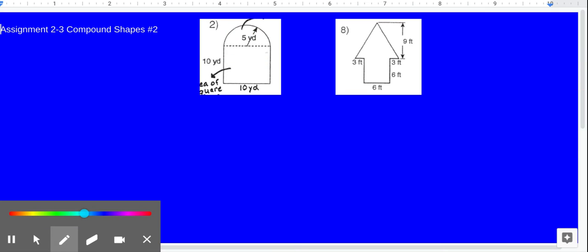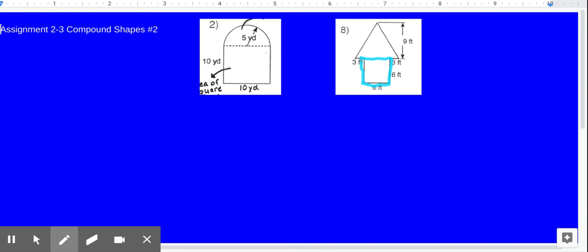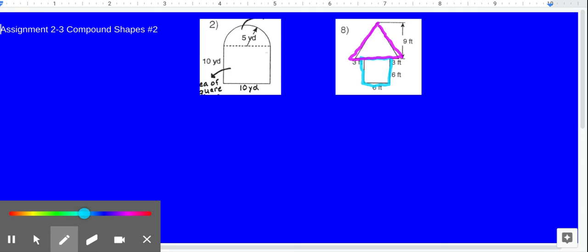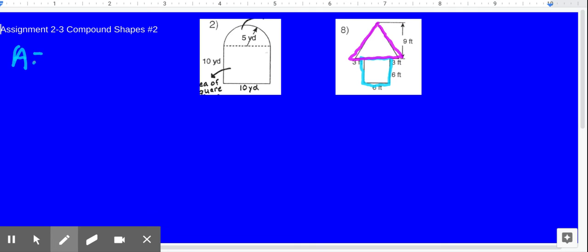Now I'm going to find the area of the shape in problem number 8. It looks kind of like a big arrow. So the two shapes that I have are a square that is 6 by 6, and then I have a triangle on the top of that. So I'm going to have to find the area of the triangle and find the area of the square. So I'll start by finding the area of the square. So the area equals base times height. Area equals 6 times 6. So the area of the square is 36.